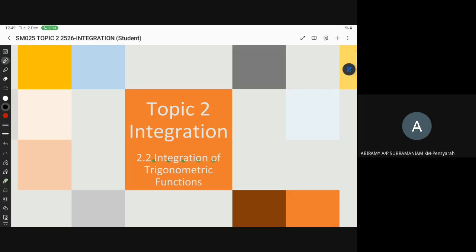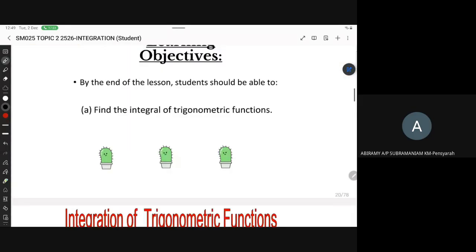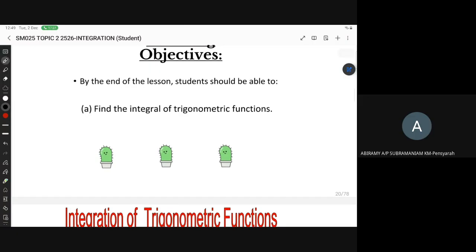We are going to continue with topic 2, second subtopic 2.2, integration of trigonometric function. Now what is our learning objective for this lesson? At the end of the lesson, students should be able to find the integral of trigonometric function.